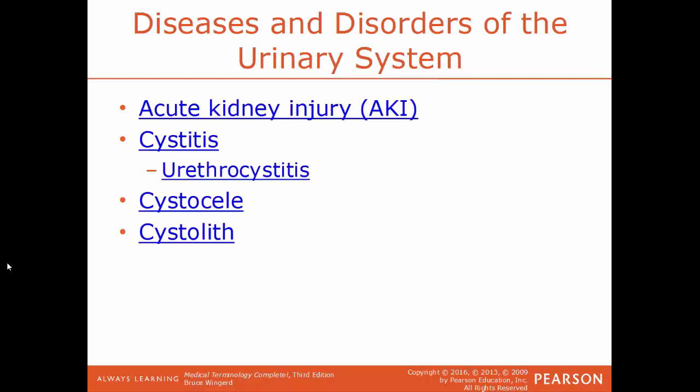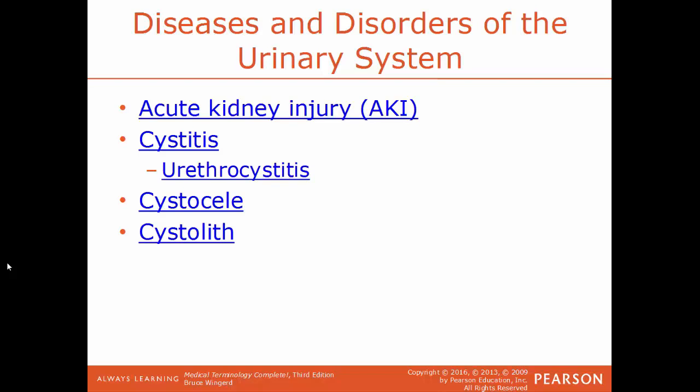All right, now I'll talk about some particular diseases and disorders of the system. The first one, AKI, acute kidney injury. This is a condition where there's a very sudden decrease in kidney function. And sometimes this is called acute renal failure. Cystitis. This is the inflammation of the urinary bladder. And if that inflammation spreads to the urethra, then it's classified as urethrocystitis.